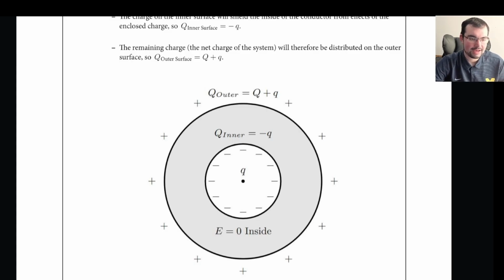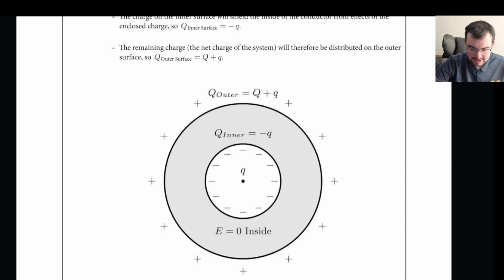And this actually has to work because of the shell theorem, which says that outside any sort of spherically symmetric object, it looks like a point charge that holds the net charge of the system. So if I just see an object with charge big Q that's surrounding an object of charge little q, I know that if I'm outside the whole thing, I must just see a point charge of Q plus q.